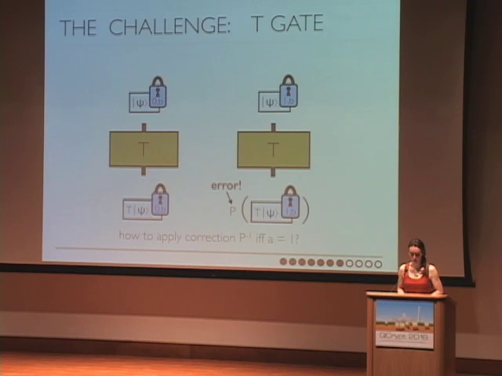So the challenge now becomes, how can we apply a correction gate, the inverse phase gate, if and only if A equals 1? Google, the evaluator, has to do this. There's no opportunity for communication with the client in between. But he does not know the value of A, and he's also not allowed to know this value of A because it's part of the secret key. So this is really the challenge.